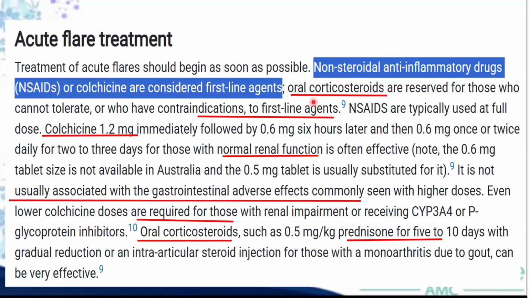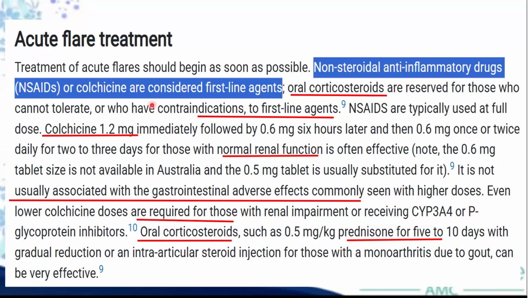Then oral corticosteroids, when do you give? It is for those who cannot tolerate or have contraindication to first line. So in case of gout, if they have any contraindication to these two, you go for steroids, right? You give full dose NSAIDs, and colchicine is given like a bolus dose immediately, and then you start giving it 6 hours later, lower dose, right?